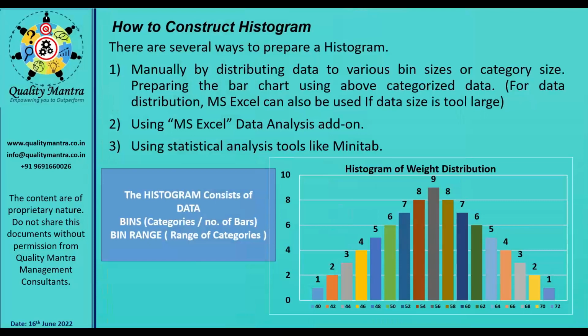Now, how can you make the histogram? Yesterday we have gone through that you can do it manually also. If data is around 100, you can do it manually, no issue. But if data is more, say 500 data, 600 data, how are you going to make it manually? It will take a lot of time and it may not be accurate also. So you can go to the Excel sheet and through the data analysis add-on, you can do that. Or if you have access to statistical analysis tools like Minitab, you can do that.